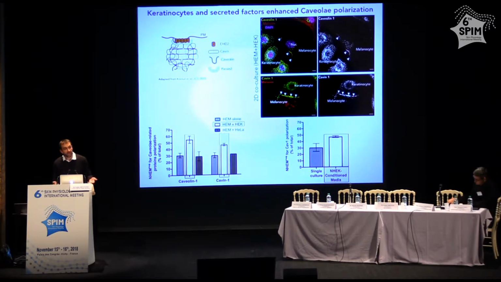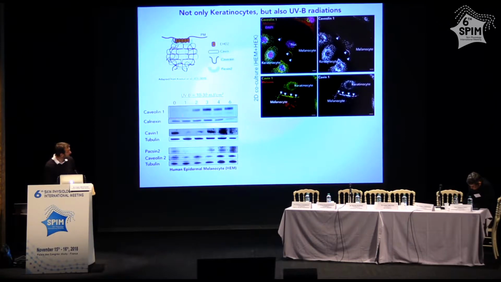Since the melanocyte can also be stimulated by other means, like for instance UVB, we decided to stimulate melanocytes with low doses of UVB, and here we monitored the expression level of all the caveolae-associated proteins. Their expression is all increased over time, meaning very likely that the caveolae are much more formed and maintained at the level of melanocytes. So together, melanocytes can be stimulated by UV or keratinocytes, and this stimulation can maintain caveolae.